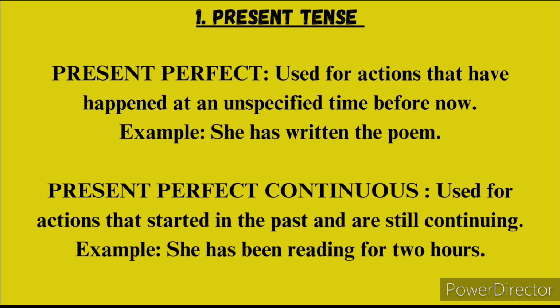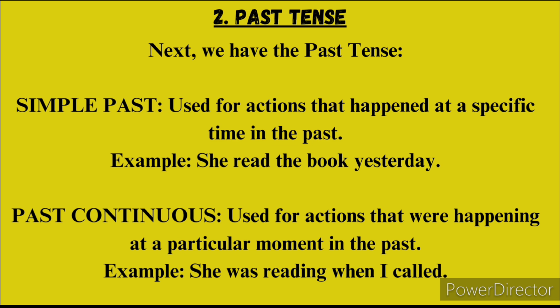Present perfect, used for actions that have happened at an unspecified time before now. For example, she has written the poem. Present perfect continuous, used for actions that started in the past and are still continuing. For example, she has been reading for 2 hours.